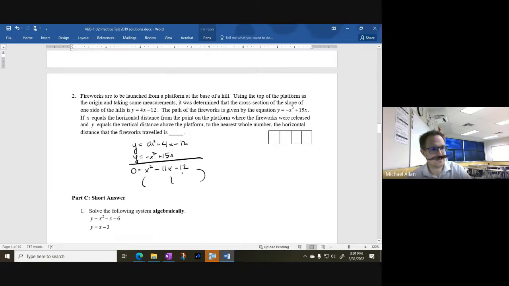This should factor out to x minus 12 times x plus 1. But then you realize that negative 1 doesn't make any sense. And here's the whole number, the horizontal distance. So this is the horizontal distance here. So x is equal to 12 meters, I assume.